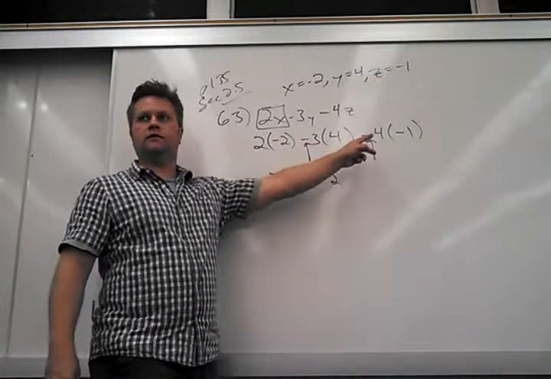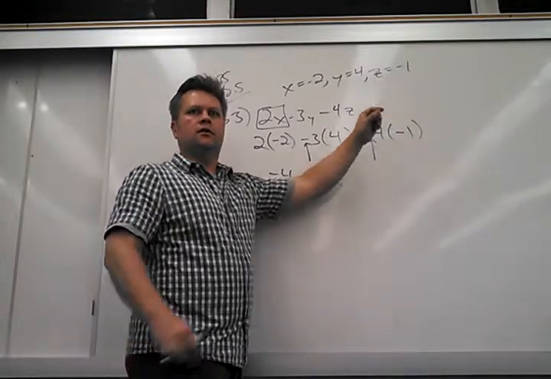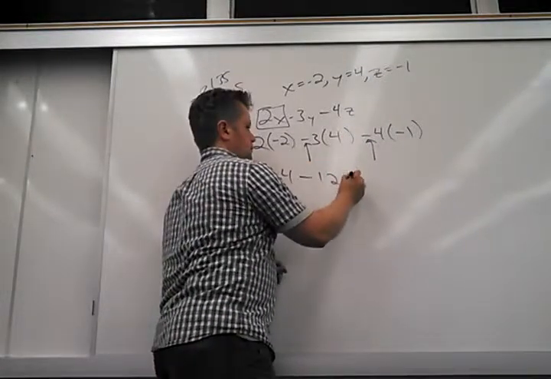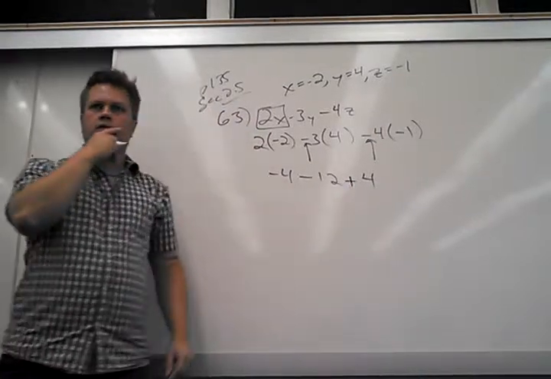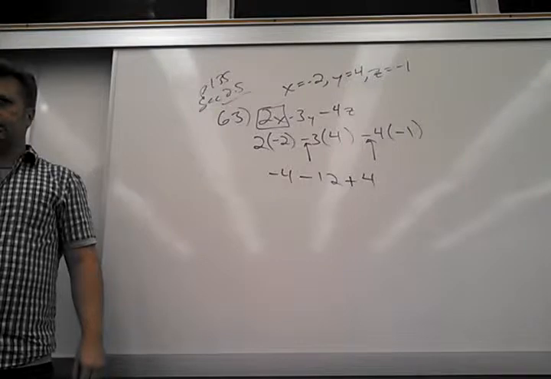What happens in the last piece? It stays 4. Negative 4 times negative 1 is? Positive 4. I love it. Negative 3, positive 3, or negative 3.